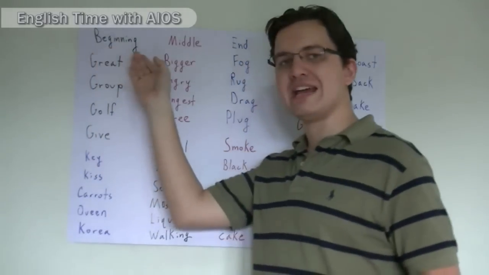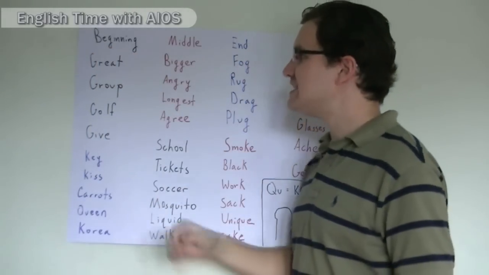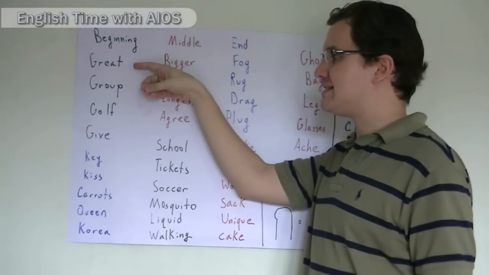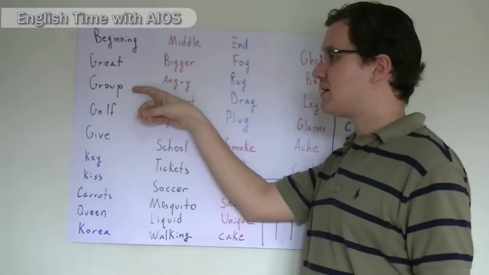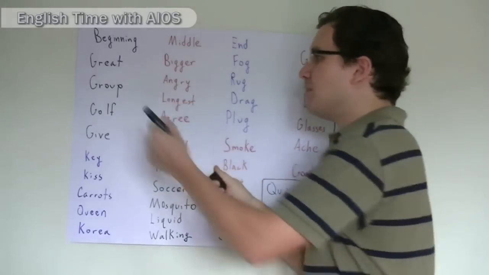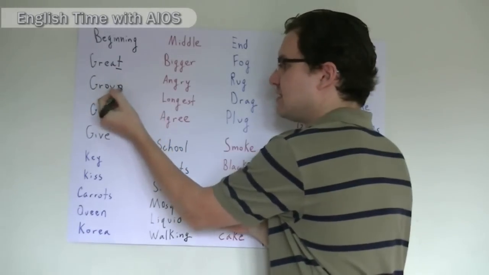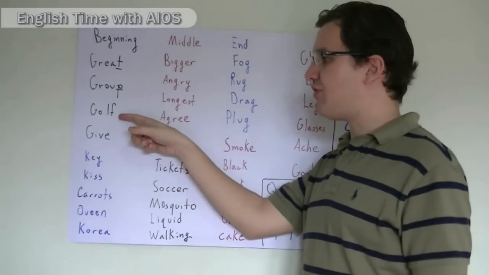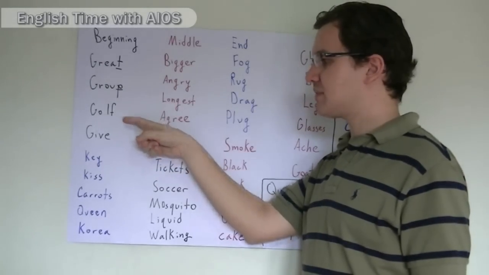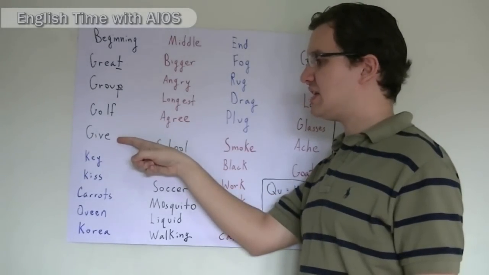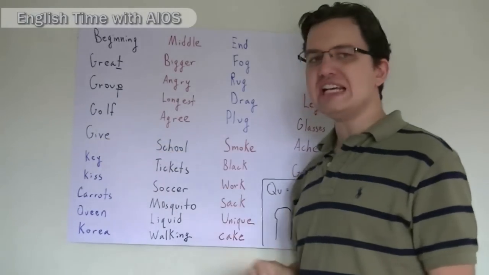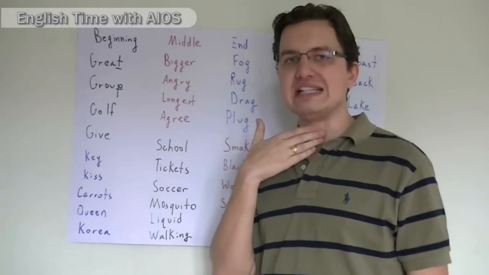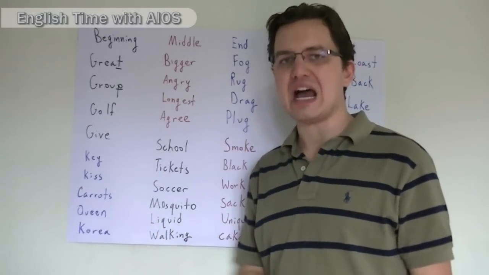We'll look at the beginning first. So say these words with me. Great, great, group, group. And remember your hard sounds. We had a lesson on that earlier. Golf, golf. Give, give. So a G sound is G, G. It uses the voice. You can hear the sound.